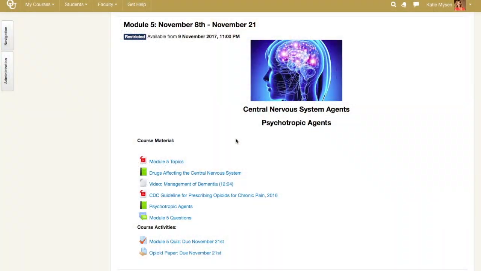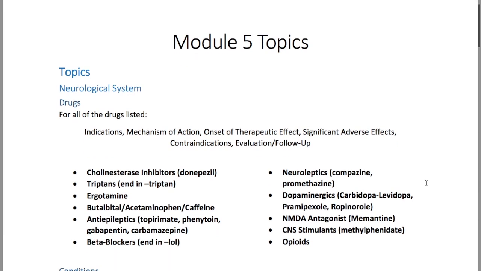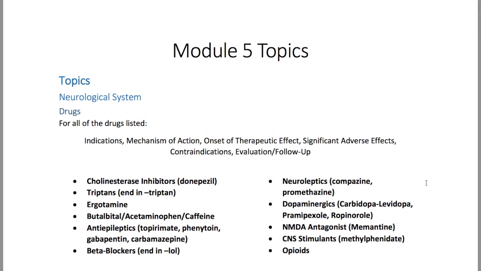Okay, so let's take a look at Module 5. The topics we're going to cover for the neurological system, and I broke this up by drugs and conditions. So for all of the drugs that are listed here, you are going to want to know the indications for that class of medication, how that drug works or the mechanism of action, the onset of therapeutic effect. How long should it be before we start to see a therapeutic effect or improvement in symptoms?